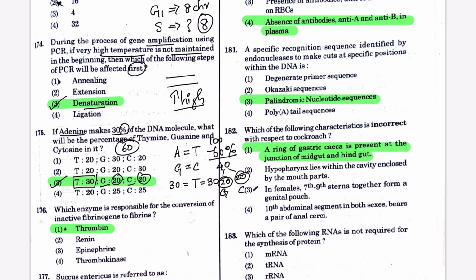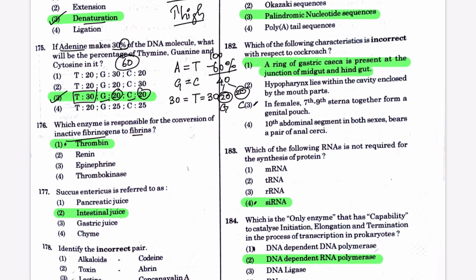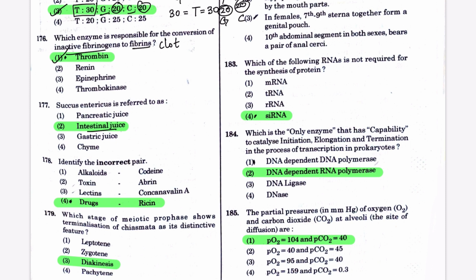So option 3. Okay. So 176, the enzyme responsible for converting the inactive fibrinogen into fibrin, which is responsible for the clot, is thrombin. Right. So obviously other options might not come. Okay. So 177, succus entericus is referred to as intestinal juice. The intestinal juice is also called succus entericus. Okay, and the next question, you must identify the incorrect pair. Codeine is an alkaloid, abrin is a toxin, concanavalin is a lectin, and ricin is not a drug. Ricin is also a toxin, right? So this is the incorrect pair.